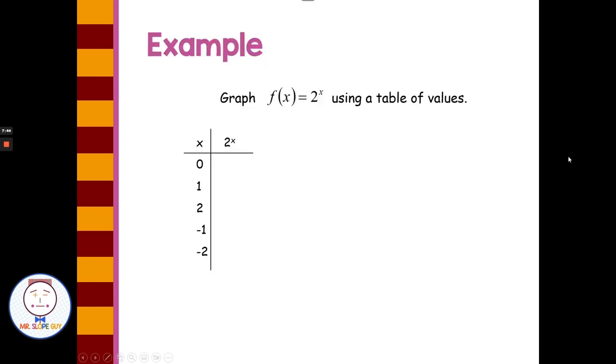So let's try some tables. We have f of x equals 2 to the x power, and we're going to make a table of values. So we're going to do 2 to the 0. Anything to the 0 power is 1. 2 to the 1 power is 2. 2 squared is 4. 2 to the negative 1 would be 1 over 2 to the first power using the law of negative exponents. We get 1/2. And 2 to the negative 2 would be 1 over 2 squared, or 1/4.